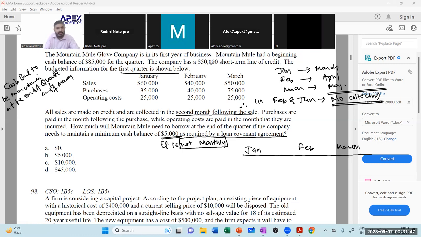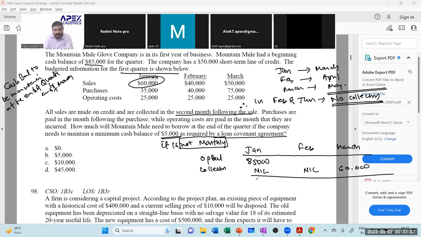Now, opening balance, it started with 85,000. Collection, nil, nil, and Jan sales are collected in March, 60,000. Cash in hand so far over here, 85,000. Correct? Now, I think I will have to do this in the notebook. There is not enough place. Sorry.